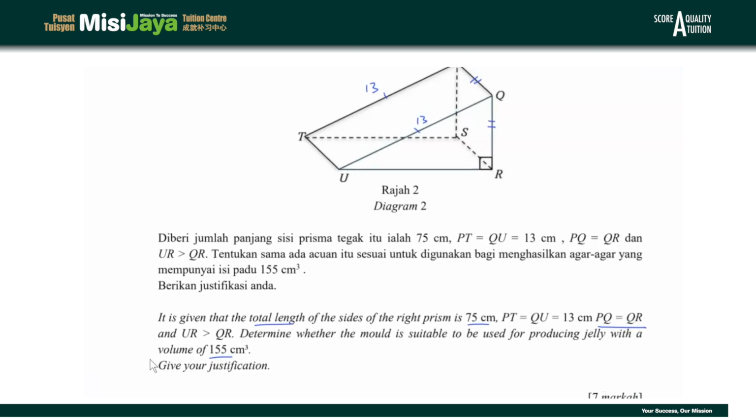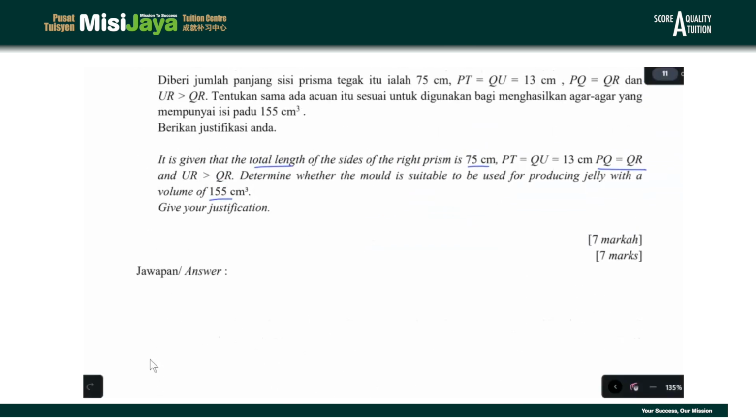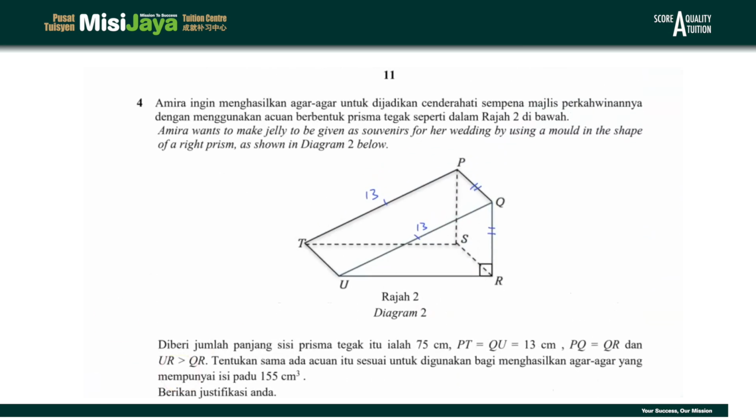So this question is based on systems of equations. Let's say if this is x, this will be x as well. This is x, and this side is also x. And if this is y, then this will be y as well. How about TU? TU is x. So now I have all the edges.